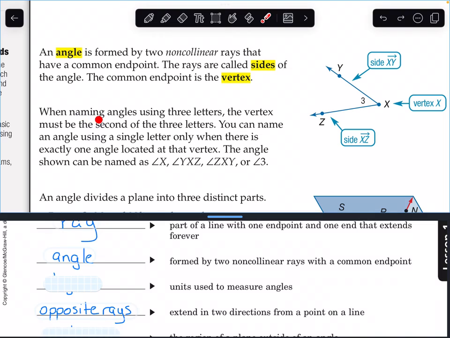When naming angles using three letters, the vertex must be the second of the three letters. So that sounds important. Vertex must be the second. You can name an angle using a single letter only when there is exactly one angle located at that vertex. The angle shown can be named as angle X. Here's the vertex X. Angle YXZ. So if I was to trace that out in order, Y to X to Z, X is in the middle. Or angle ZXY, X is in the middle. Or angle 3, because there's the number 3 in there.